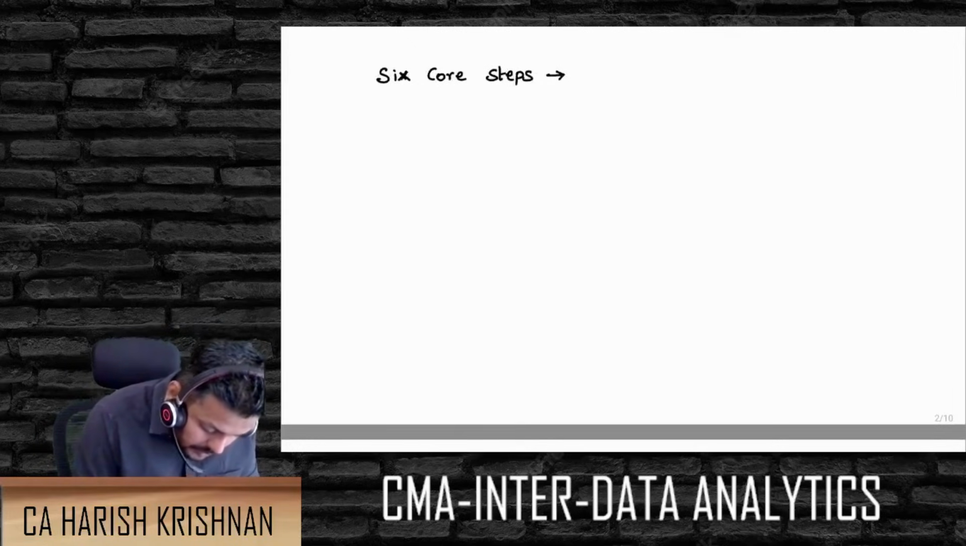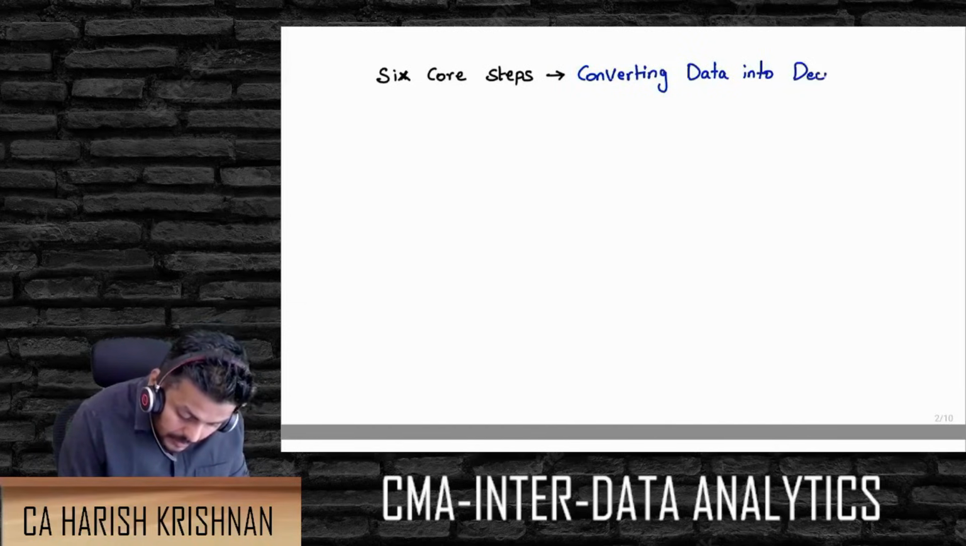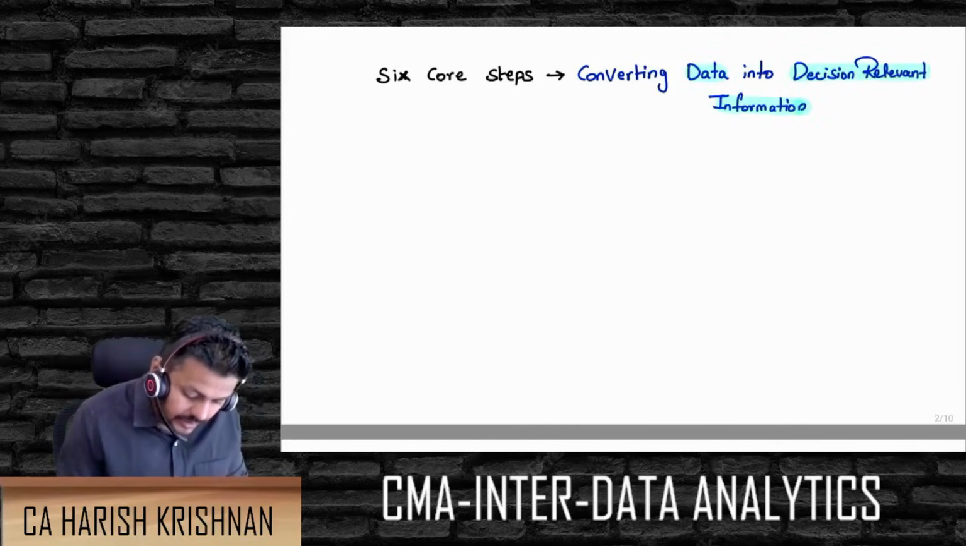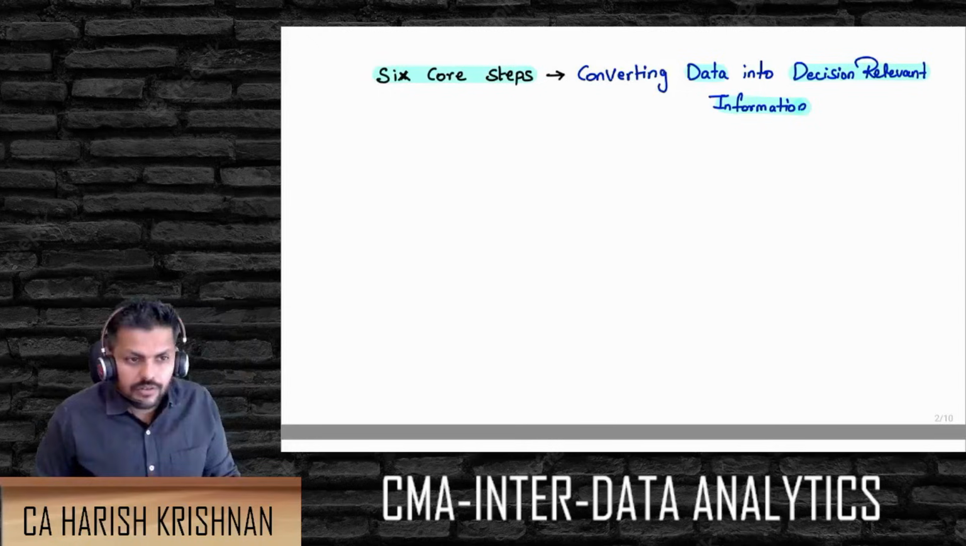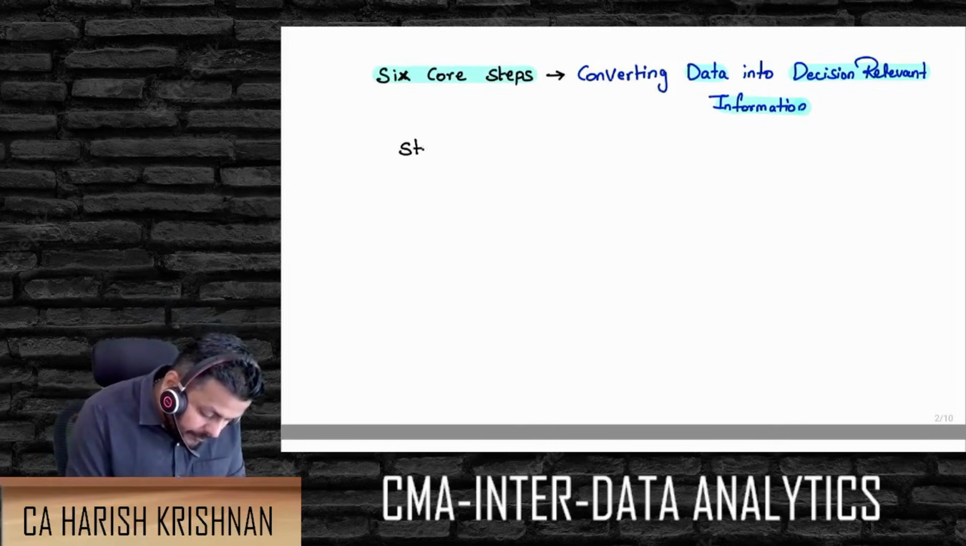6 core steps of converting data into decision relevant information. These are the 6 core steps that we are actually going to talk about. We know what the 6 core steps are going to be. The first one is going to be collection of data. Step 1, collection of data.